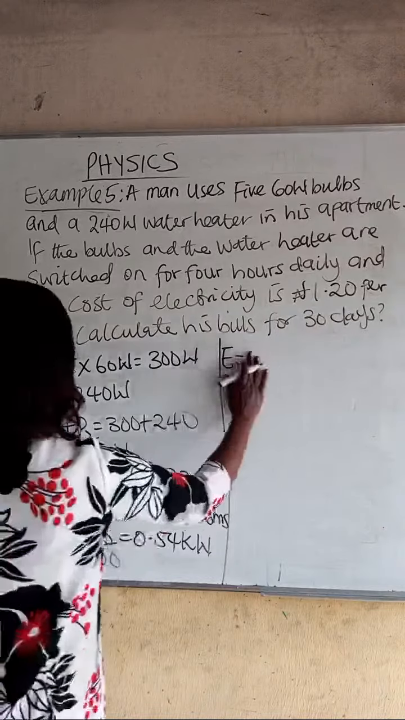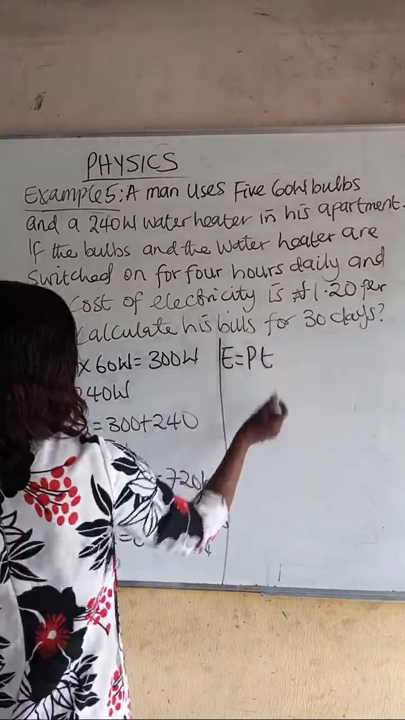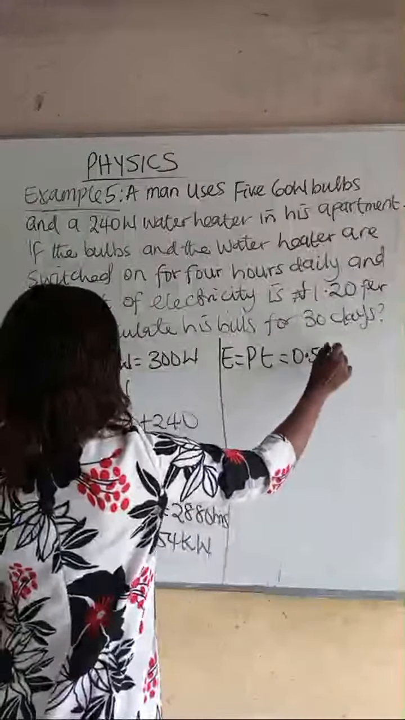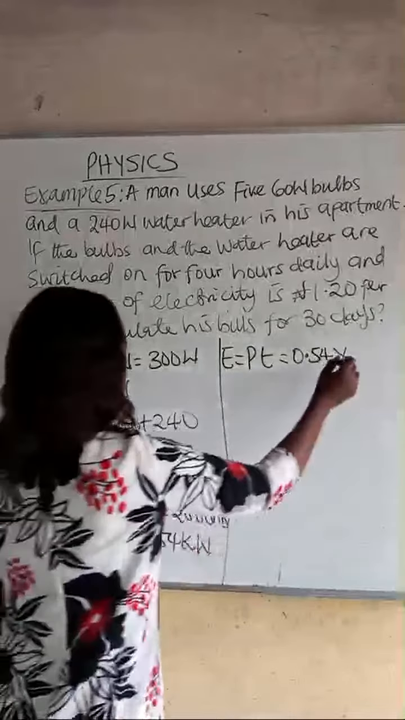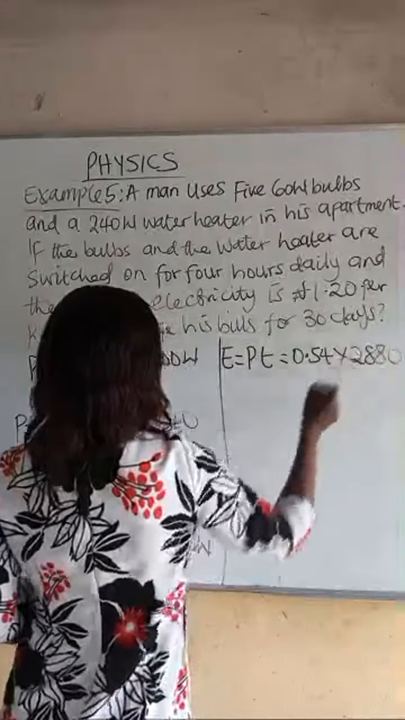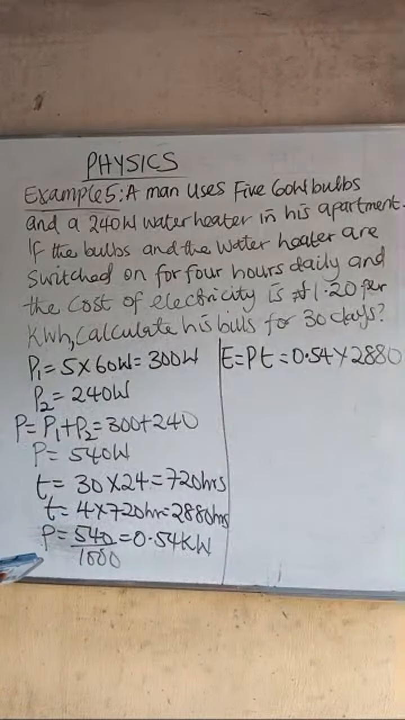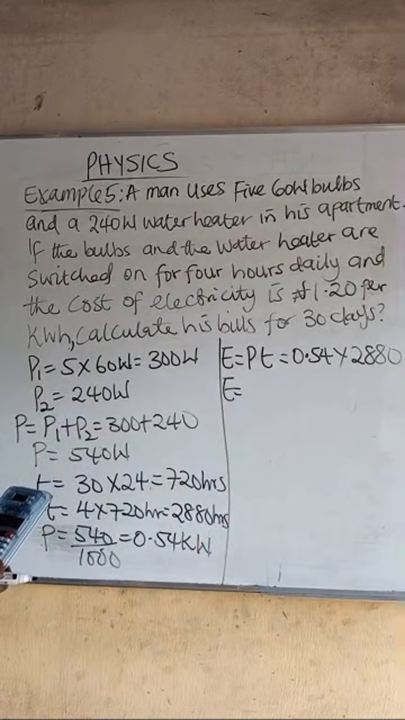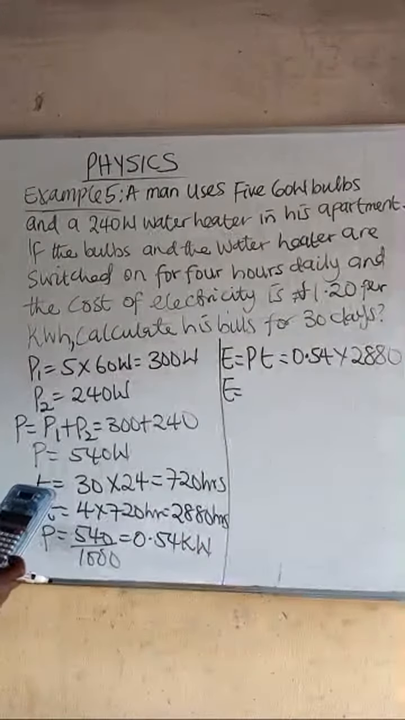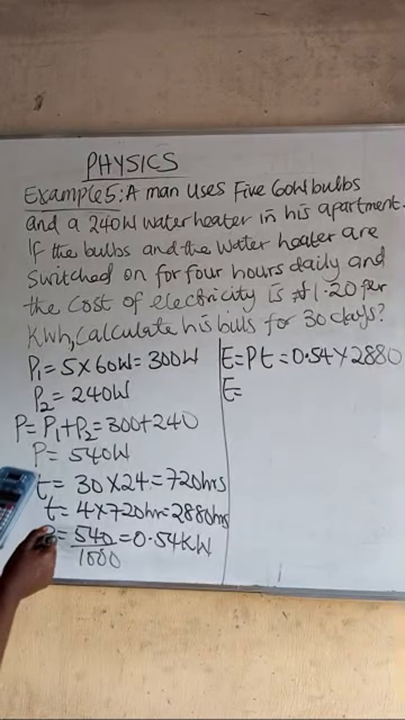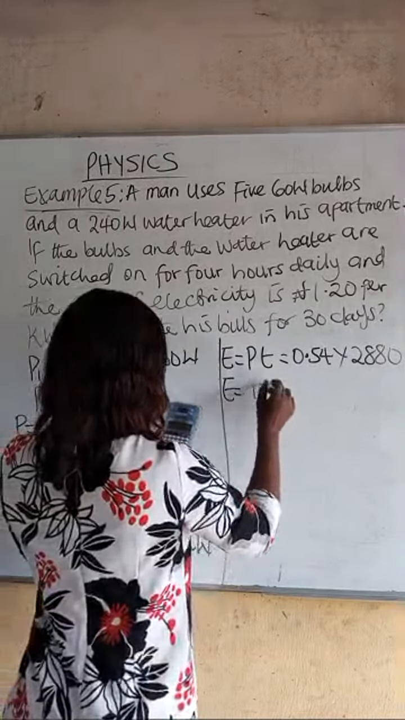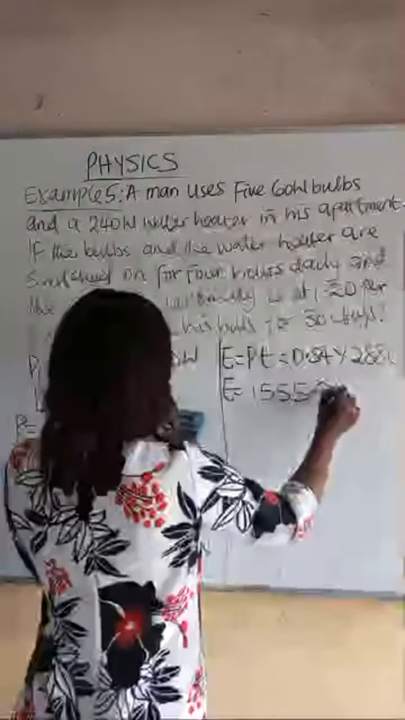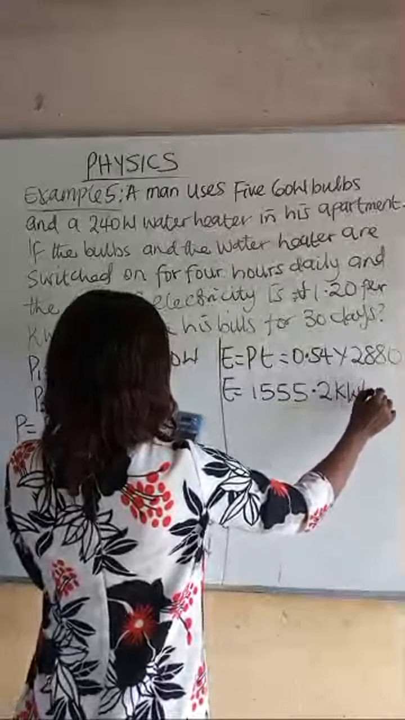Let's get our energy. Energy is PT. That is 0.54 times 2,880 hours. So my energy is equal to 0.54 times 2880. So I'm going to have my energy to be 1555.2 kilowatt hour.